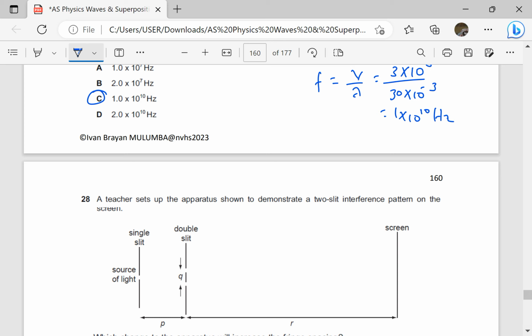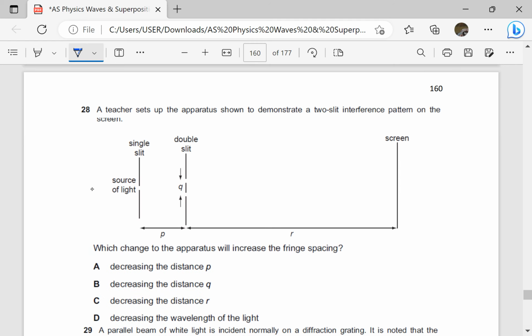A teacher sets up the apparatus shown to demonstrate a two slit interference pattern on the screen. Which changes to the apparatus will increase the fringe spacing? Remember, fringe spacing is normally called x. So for a double slit, lambda wavelength is equal to a, but this time a has been represented by Q, so I'll put there Q, times the fringe spacing x divided by d, where d this time has been represented by r. The distance between the slits and the screen is normally represented by capital D. This time it is r. So which change to the apparatus will increase the fringe spacing?